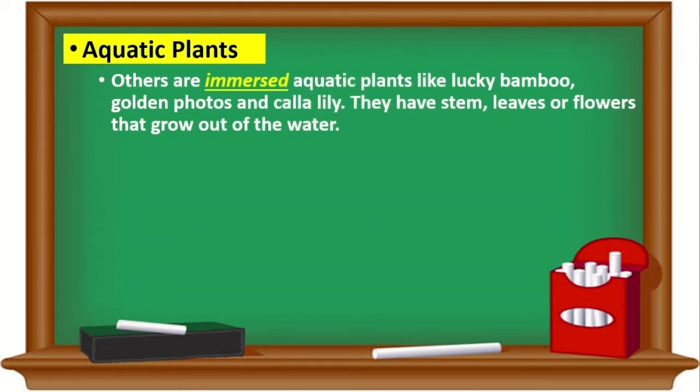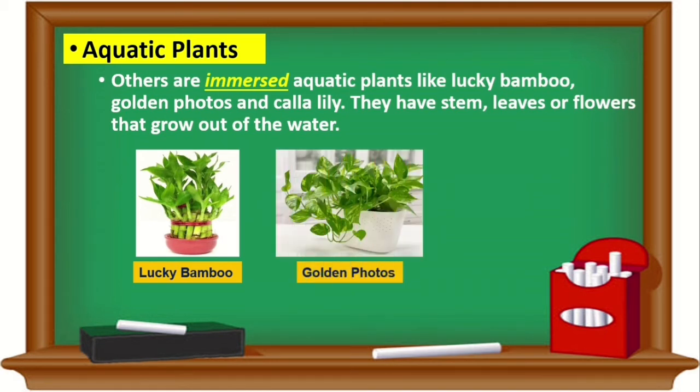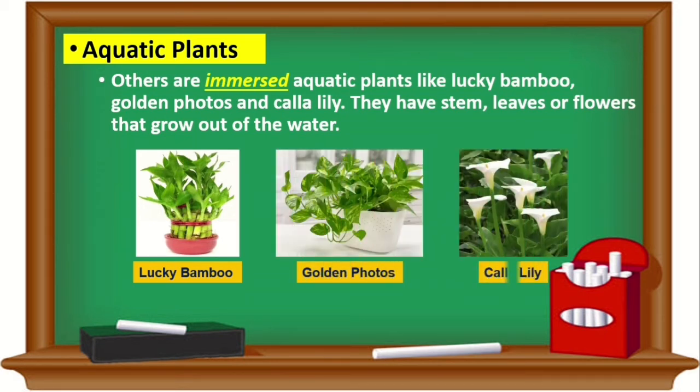Others are immersed aquatic plants like lucky bamboo, golden pothos, and calla lily. They have stem, leaves, or flowers that grow out of the water. So this is the lucky bamboo, golden pothos, and the calla lily.